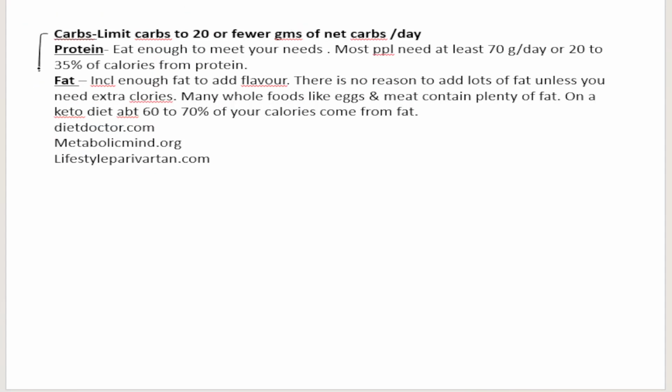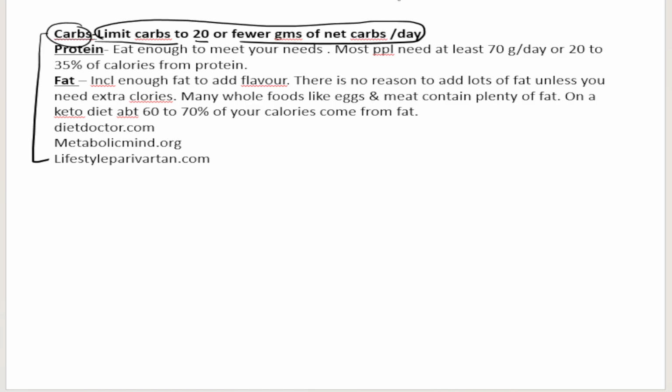Then this is about the ketogenic diet, the composition. It limits carbohydrates to 20 or fewer grams of net carbohydrates a day. And for protein, you should eat enough to meet your needs. Most people need at least 70 grams per day, and 20 to 35% of calories are derived from protein.